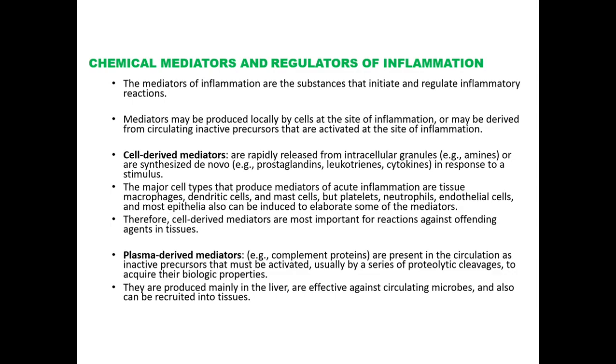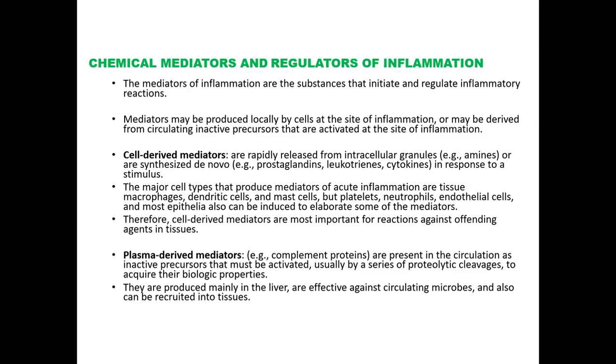The major cell types that produce mediators of acute inflammation are tissue macrophages, dendritic cells, and mast cells, but platelets, neutrophils, endothelial cells, and most epithelia can also be induced to elaborate some of the mediators. So the cell-derived mediators are most important for the reaction against the offending agent in the tissue.